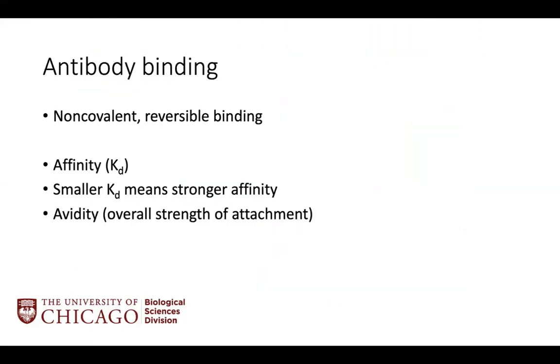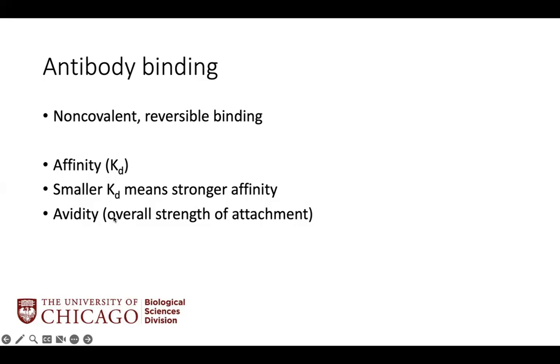Okay, so when antibody binds to an antigen, it's non-covalent and reversible. It has different affinities, which are marked as KD. So a smaller KD means it has a stronger affinity. But again, it is a non-covalent reversible bind.